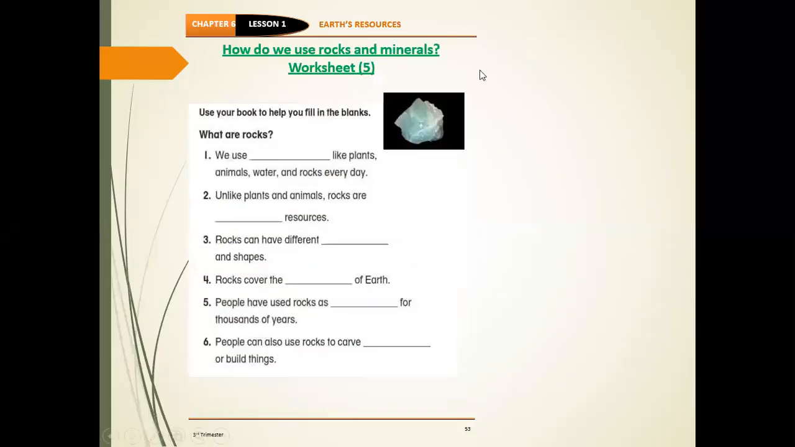Okay. Now we are coming to page 53. This is your reading homework. You will read your textbook or the text below and your graphic organizers in your resource packs and then solve. I'll solve it with you orally. Number 1, we use what, like plants, animals, water, and rocks every day? We use natural resources. Number 2, unlike plants and animals, rocks are non-living natural resources. 3, rocks can have different what and shapes? They can have different sizes.